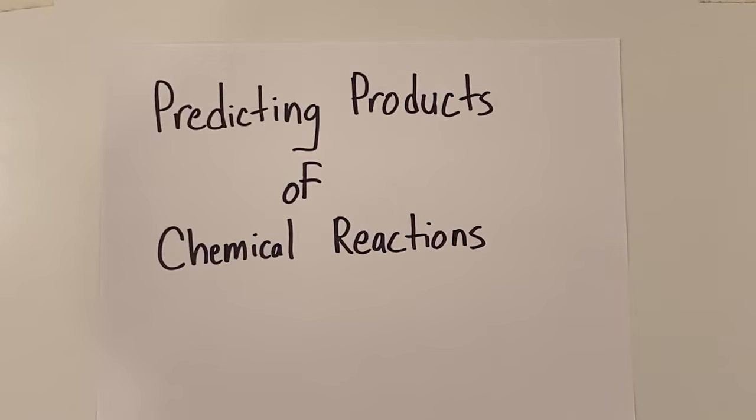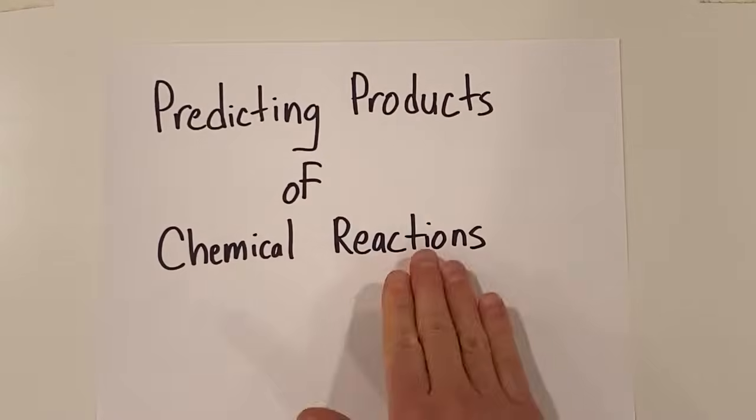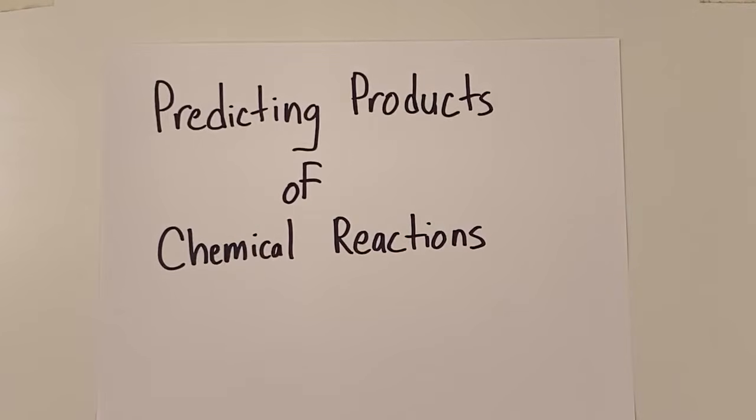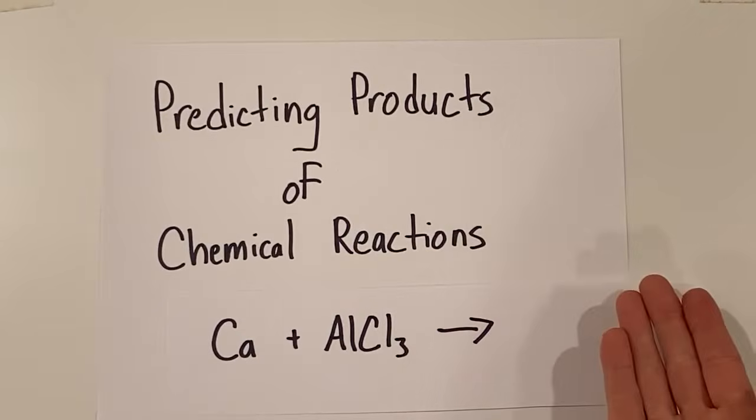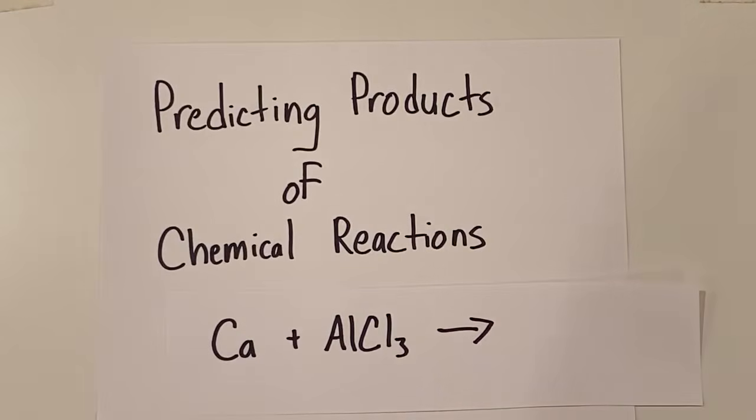In this video, we're going to discuss predicting products of chemical reactions. Chemists are often interested in predicting what would result from mixing some stuff together. For example, if we were to mix calcium and aluminum chloride together, what products would result? What elements and compounds would come out as a result of this mixing?